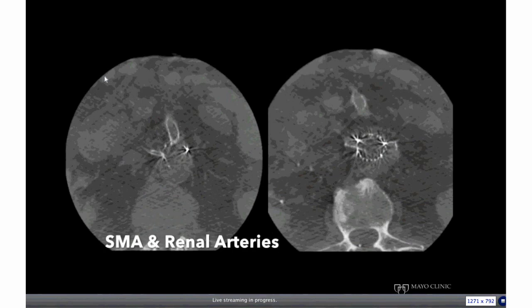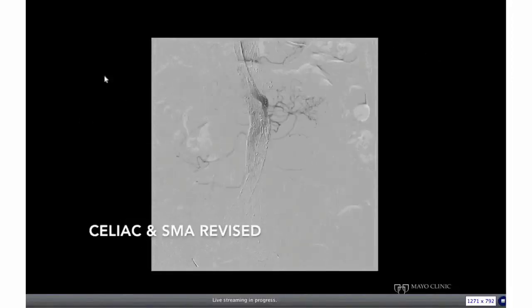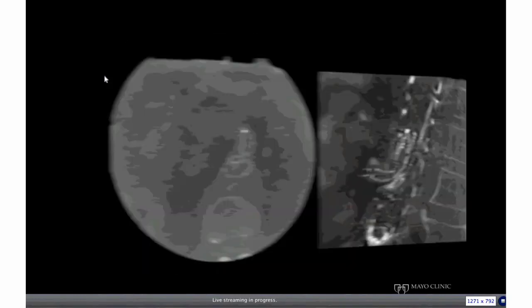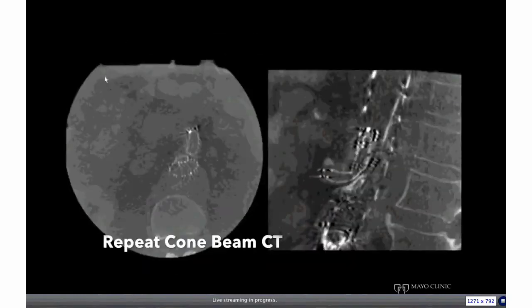We then obtained access again from the left approach and reinforced both the SMA stent depicted here, followed by the celiac stent. A cone beam CT was then repeated with significant improvement in the technical result. Again, this problem would not have been detected by only a completion angiography.